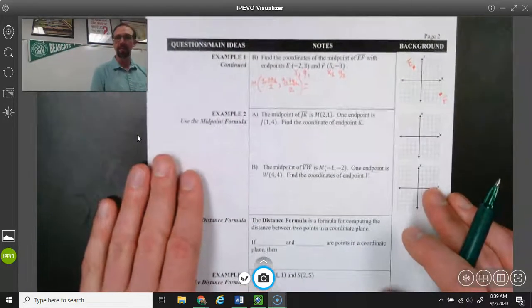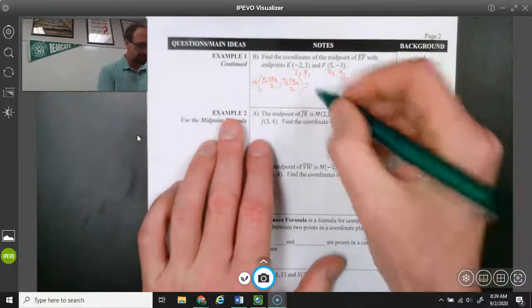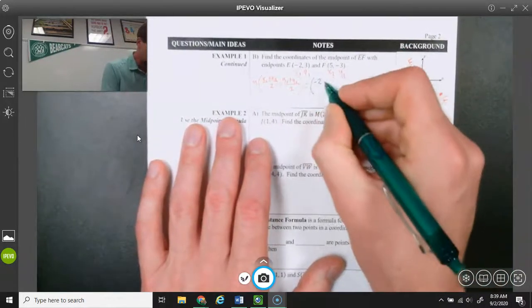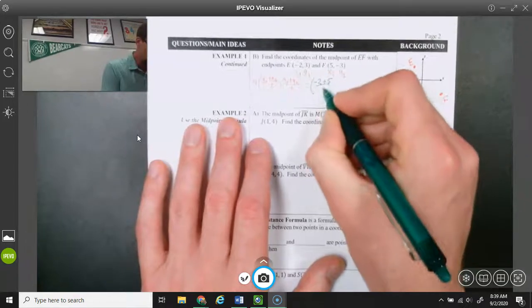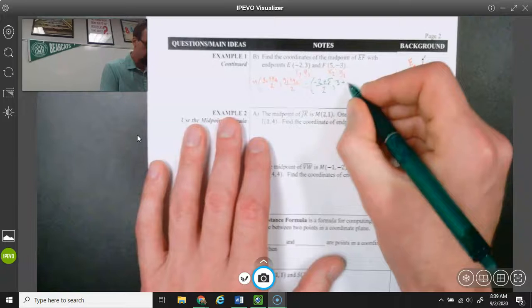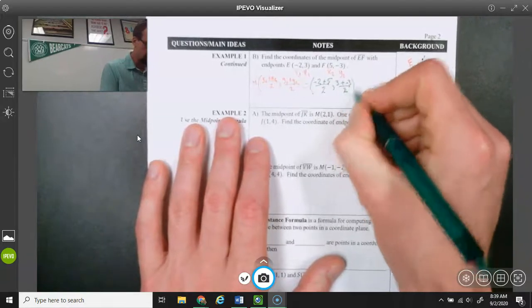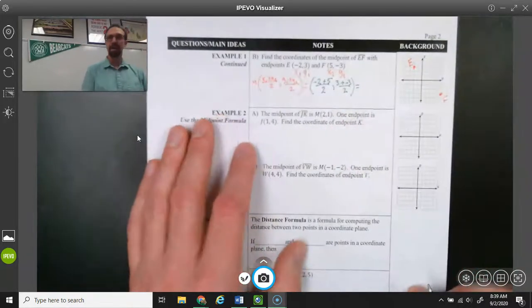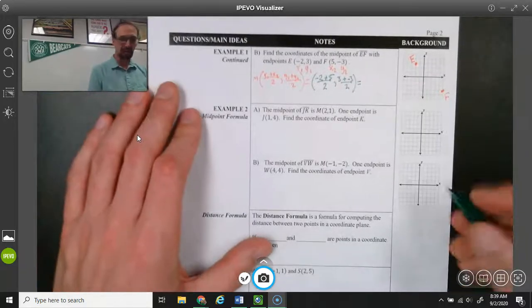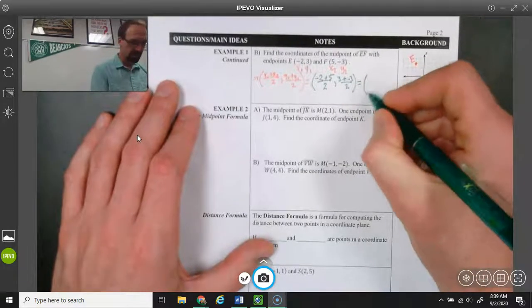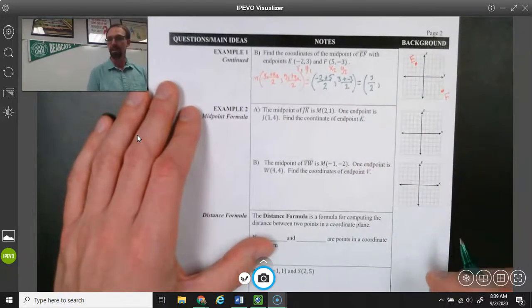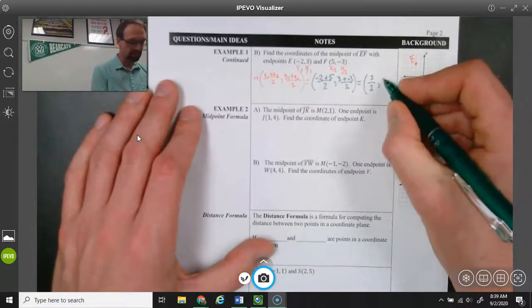So if I plug that in, I'm going to have, let's see, x sub 1 is -2, x sub 2 is 5, divided by 2, y sub 1 is 3, plus -3, divided by 2. Now I simplify, again, ninja parentheses, so I'm going to do what's in my numerator first. -2 plus 5 is 3, 3 halves. And then 3 plus -3 is 0.